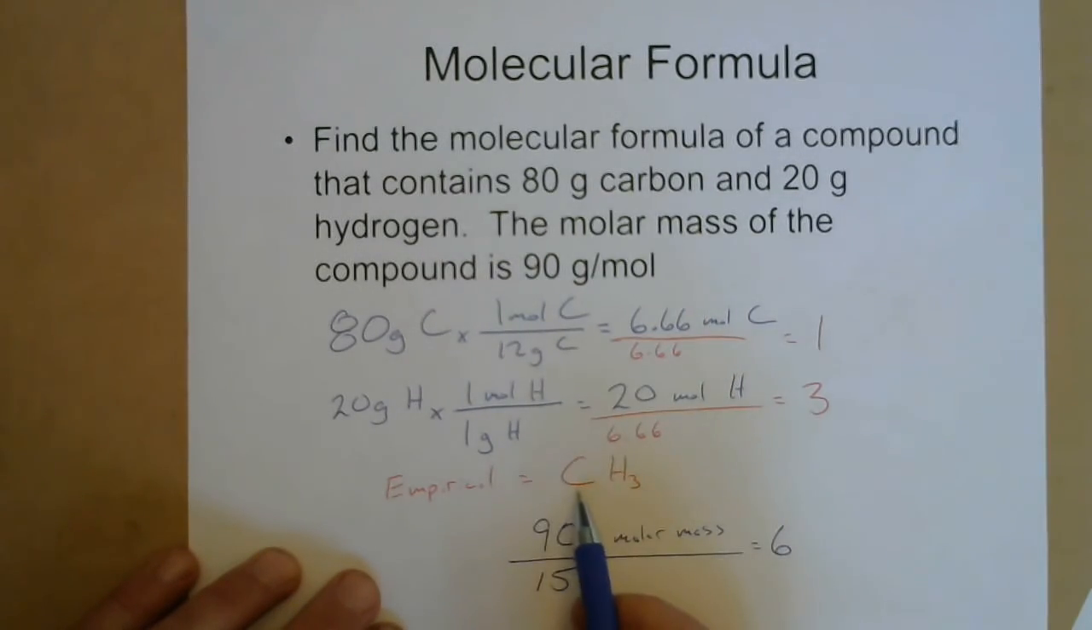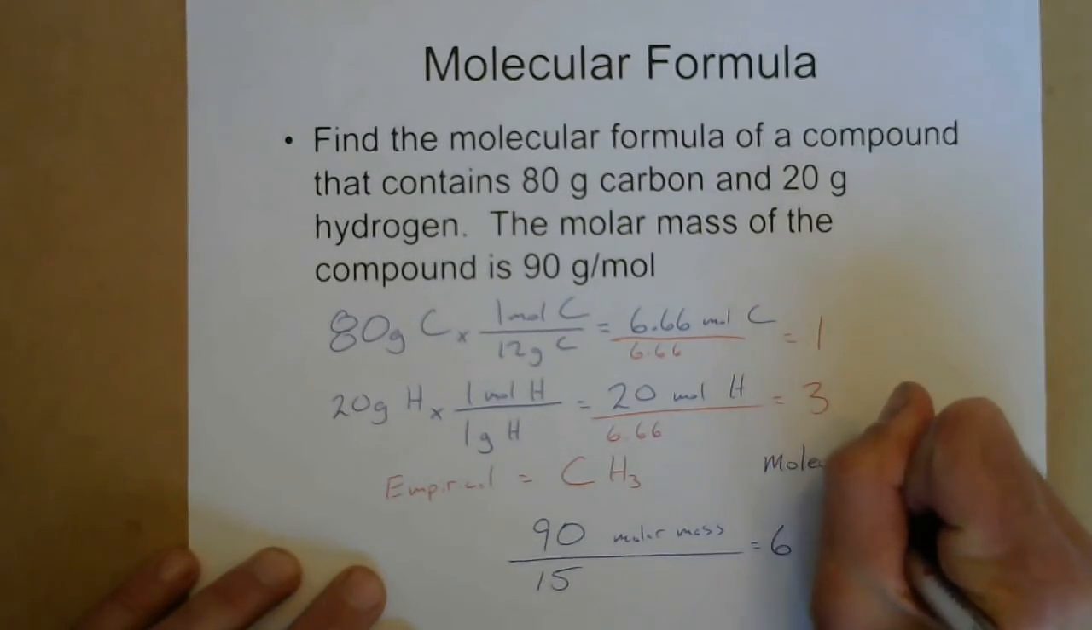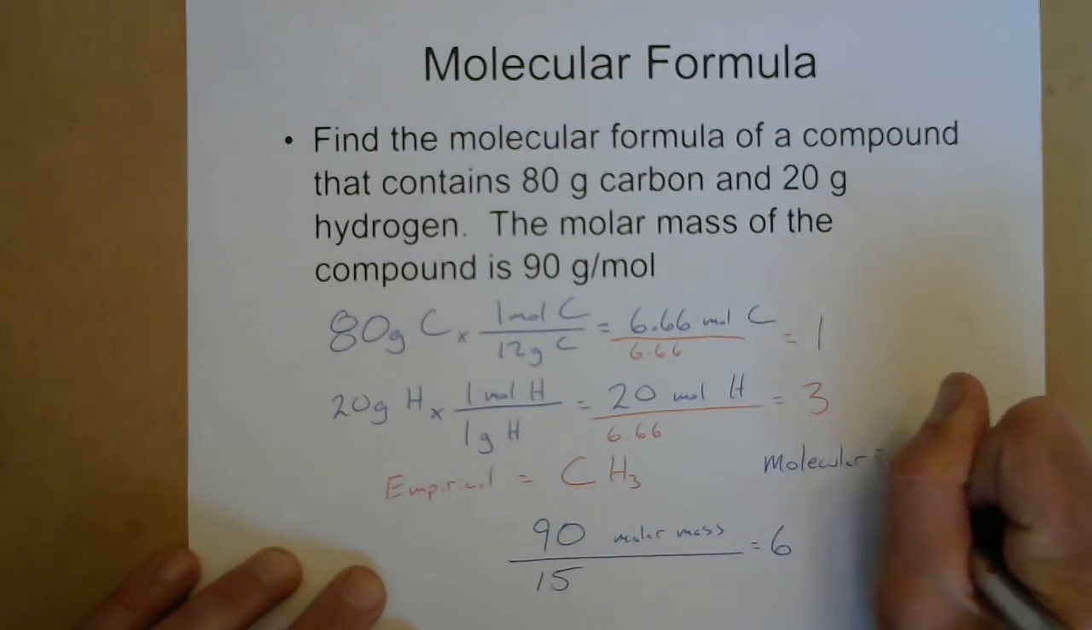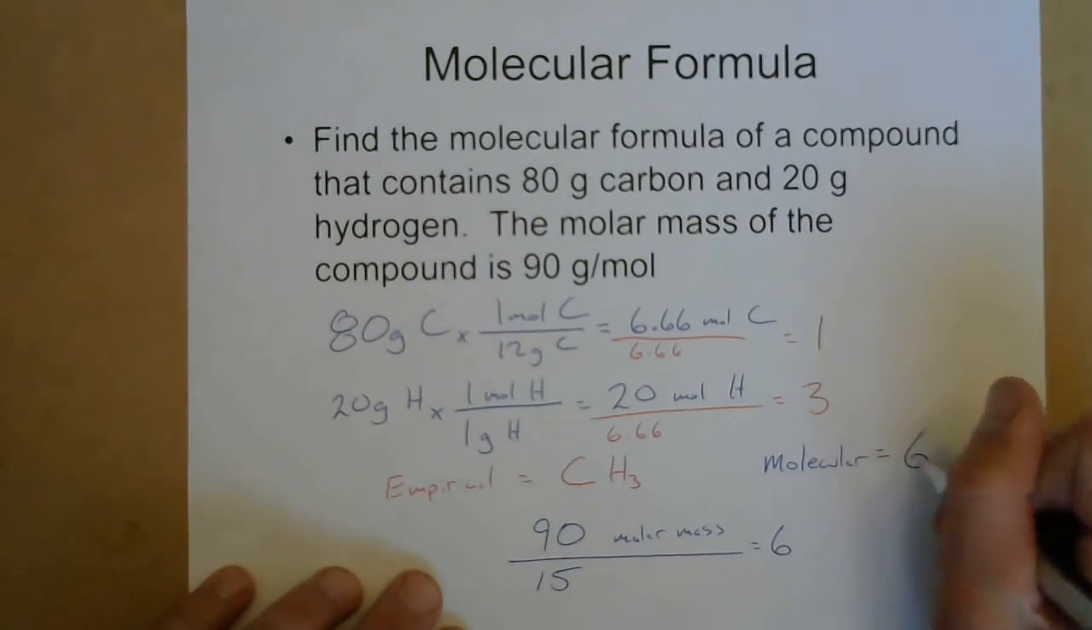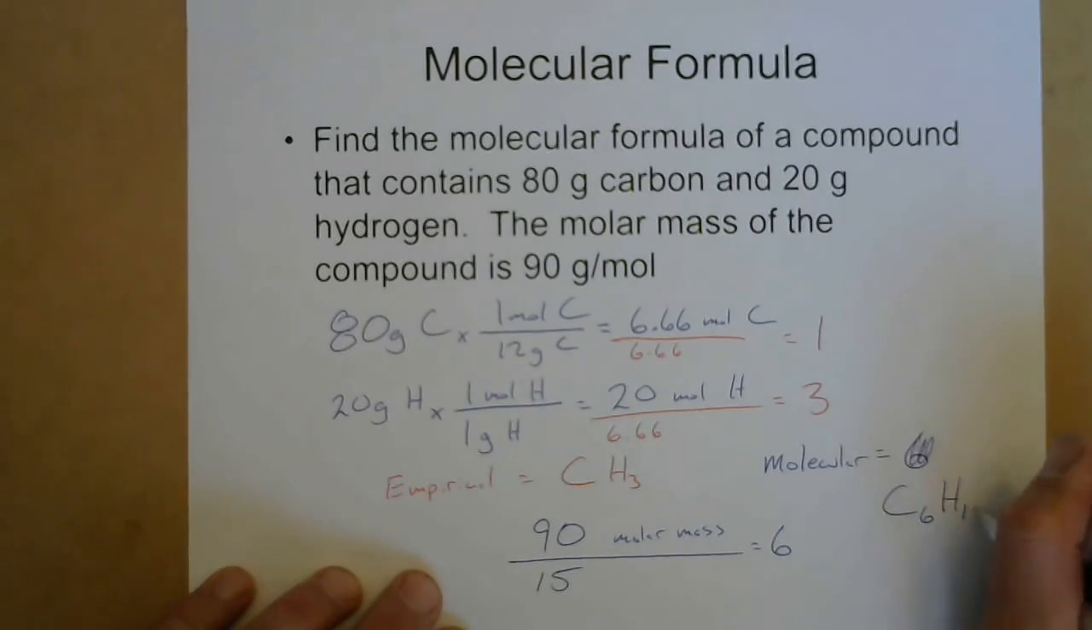So I know my molecular formula is 6 times bigger than the empirical formula. So the molecular formula is going to be C6H18.